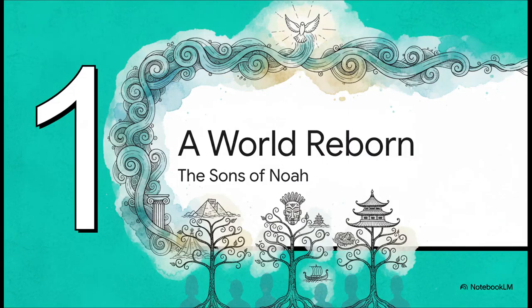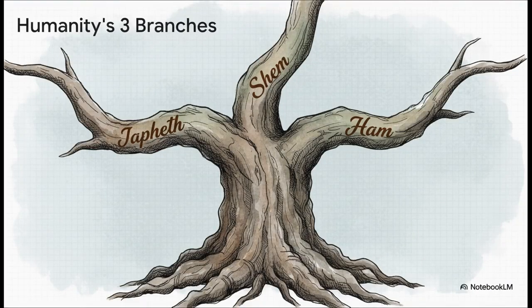So our story really begins with a world being reborn. The text makes a really simple but totally profound claim that every single person, every nation, every kingdom, they can all trace their lineage back to just 3 guys and their families, the sons of Noah. And these are the big 3, the primary branches of this new human family, Japheth, Ham, and Shem.